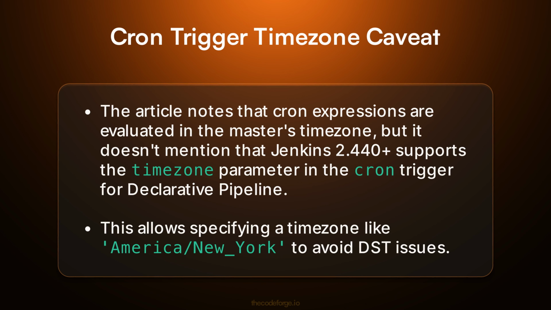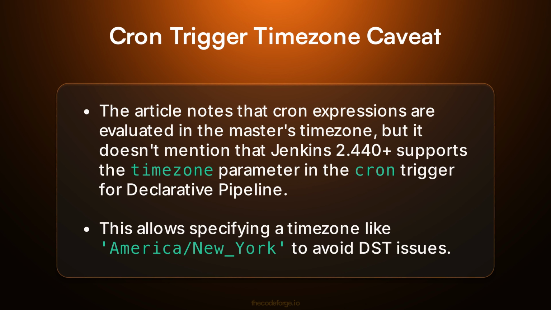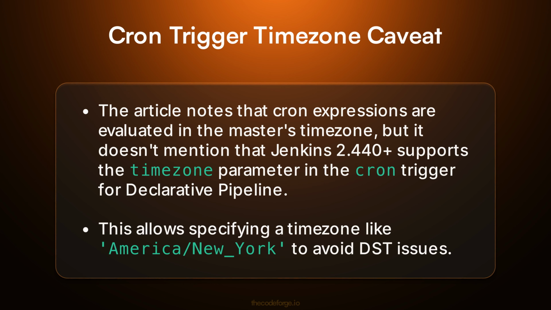The article notes that cron expressions are evaluated in the master's timezone, but it doesn't mention that Jenkins 2.44+ supports the timezone parameter in the cron trigger for declarative pipeline. This allows specifying a timezone like America/New_York to avoid DST issues.